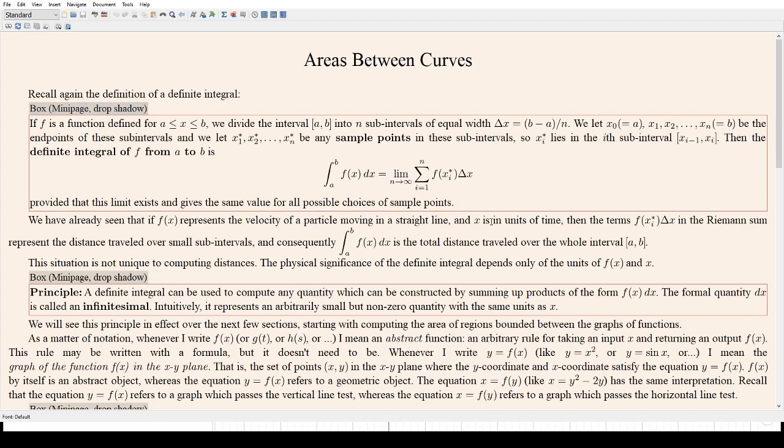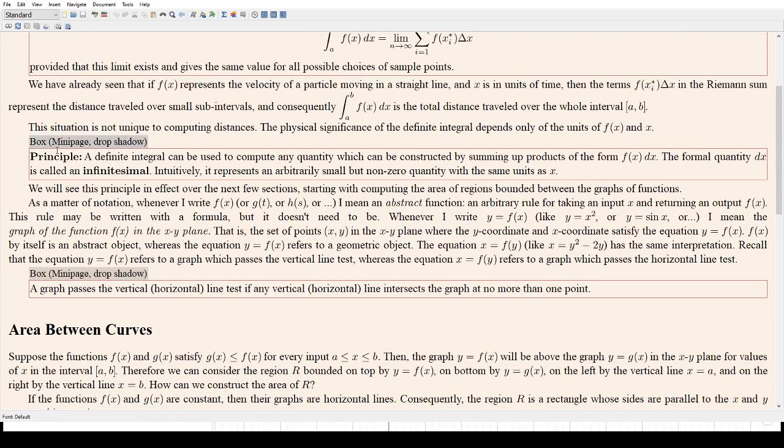But of course, the situation isn't unique to measuring velocities and distances. Really, the physical significance of this quantity just depends on the units of what you're feeding into it. Right? If f and delta x had different units, then this definite integral would also have different units. The unifying principle isn't literally what we're measuring. The unifying principle is the fact that this is some quantity that has been built up from little products.